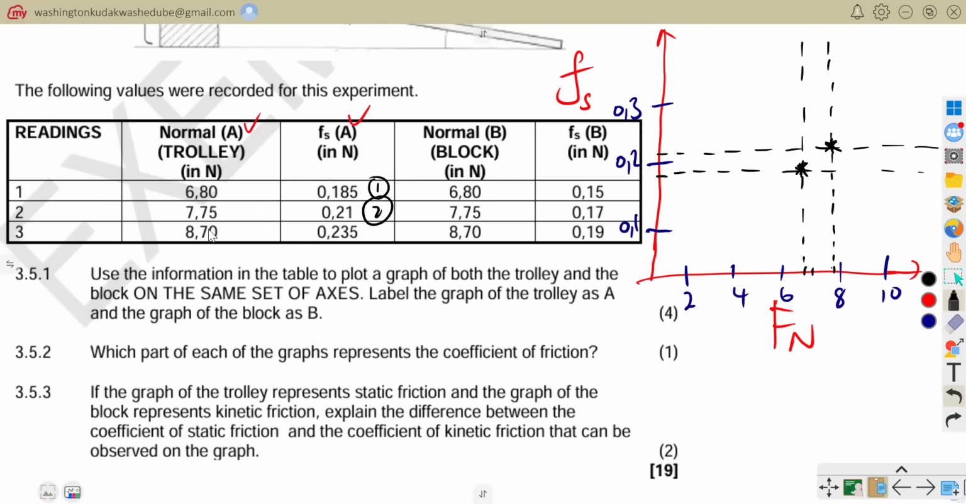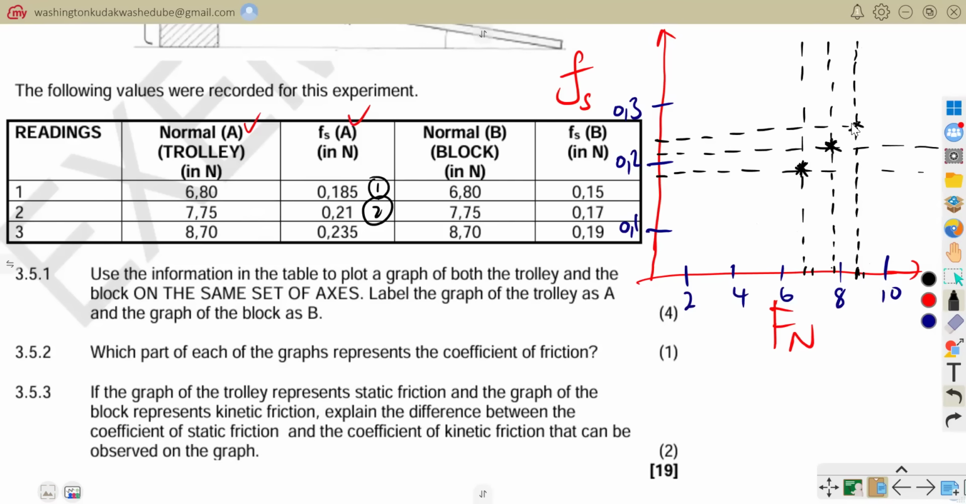My third point is 8.70 and 0.235. 8.70, this can be 9, so 8.70 can be here. If you were having a graph paper, you would count the number of boxes corresponding to 8.7. And then you would also count the boxes corresponding to 0.235. This can be here.